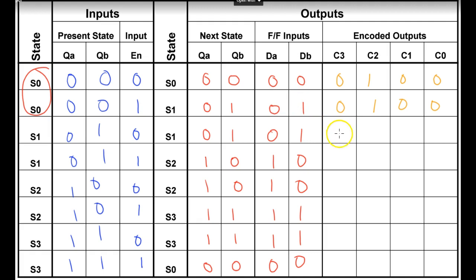When we're in state 1, we want a 6, so 0, 1, 1, 0, and then continue on. Let me see, we're going to a 9 next, and then finally to just a 1. And that's how you complete your transition table. Next, we're going to have to take this data and translate it into some K-maps so that we can actually make our circuit.